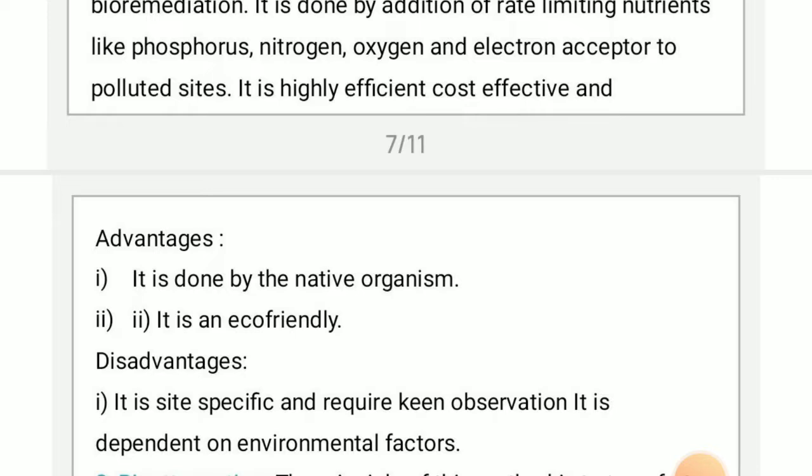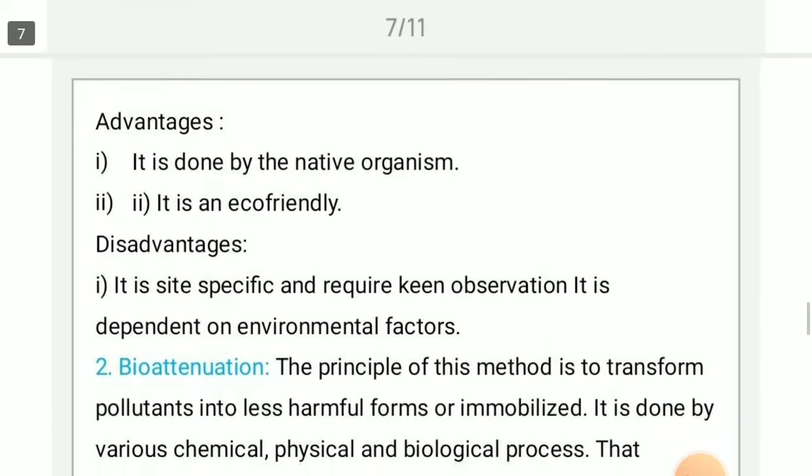The advantages: it is done with the help of native organisms, and second, it is eco-friendly. However, some disadvantages are also there. It is site specific and requires keen observation. It depends on environmental factors as such.